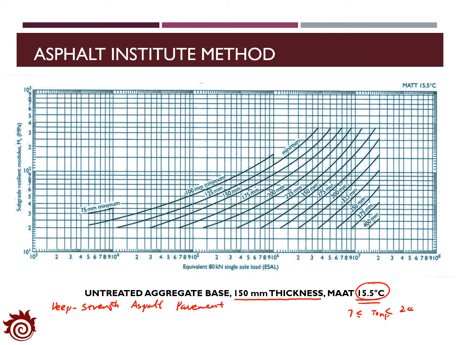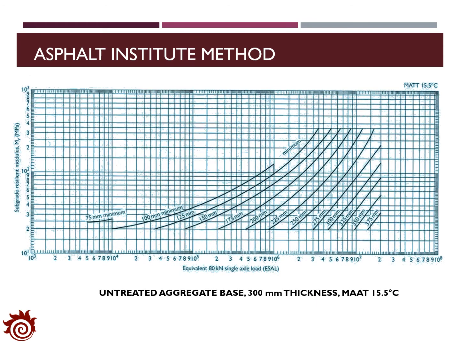By using the ESAL and the MR of the subgrade, we can find out the thickness of the asphalt layers, including surface and base asphalt layers. The chart here is applied for the deep strength asphalt pavement, where the thickness of the granular base is set as 300 millimeters and the air temperature is set as 15.5 degrees.